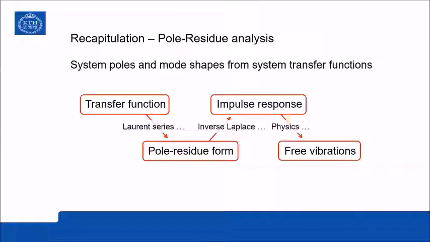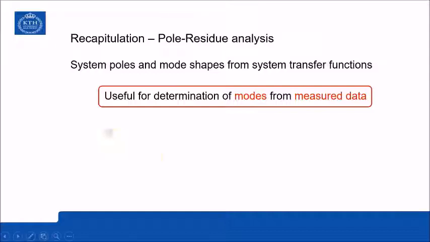And from the impulse response functions we can simply use physical knowledge on the behavior of systems in order to achieve the free vibrations of the systems. And from the free vibrations we can make conclusions on the modes, the vibration modes of the system. And as will be shown later on in the course, this kind of route, starting from the transfer function and going via the pole residue expansion, is very, very commonly used when we use measured data to determine the vibration modes of the system.